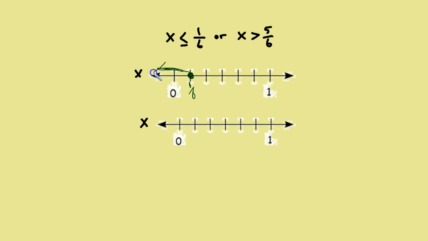I'll shade to the left. Or it could be greater than or equal to 5/6. So let's go 1, 2, 3, 4, 5. Here's 5/6. And that's going to be an open circle.